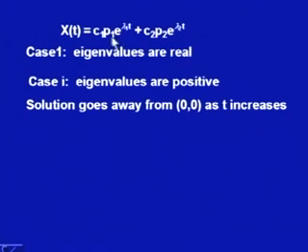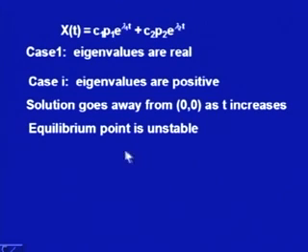This can be observed from this solution. When lambda 1 and lambda 2 are positive, this component will increase as time increases and will be going away and away from (0, 0), and in such a situation we say the equilibrium point (0, 0) is unstable.